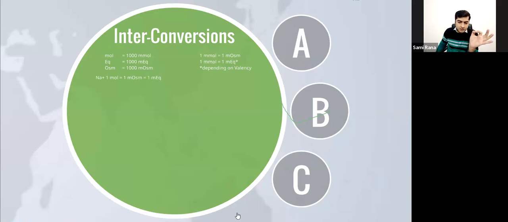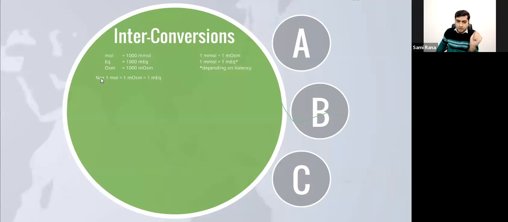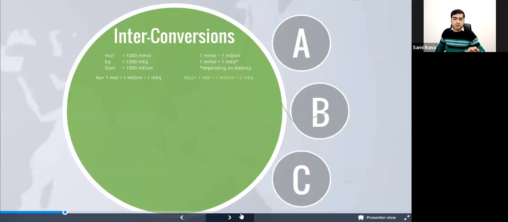Let me explain to you in an example. For example, this is sodium. Sodium has a valency of 1. So we can say 1 millimole is equal to 1 milliosmole. My bad, there should be millimole written here because we are talking about milliosmoles and milliequivalents here. So in case of sodium, 1 millimole is going to be equal to 1 milliosmole, and 1 millimole of sodium is going to be equivalent to 1 milliequivalent, because the valency is 1, so milliequivalent is also going to be 1.